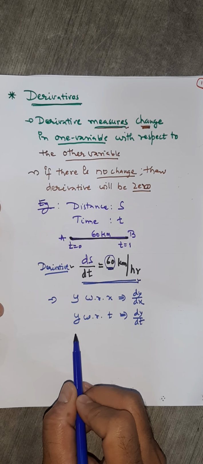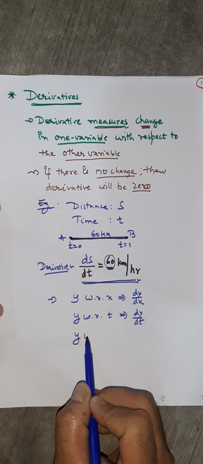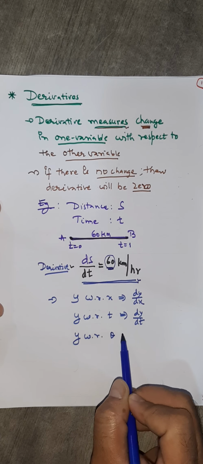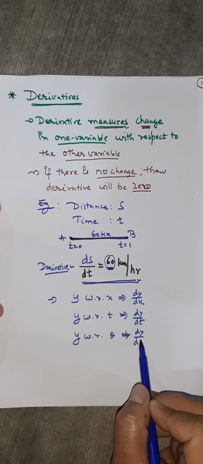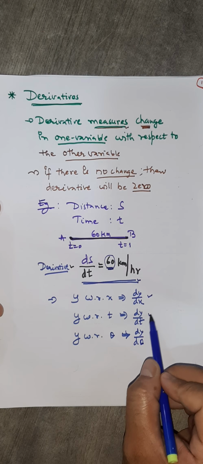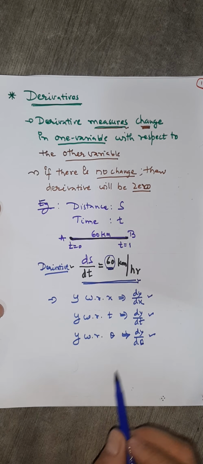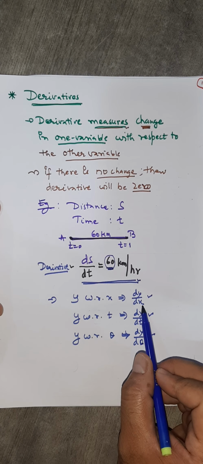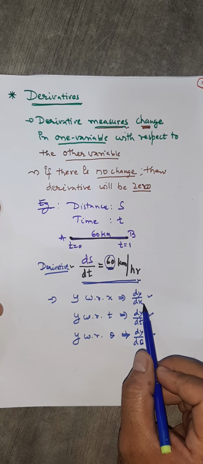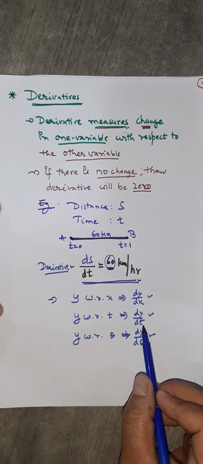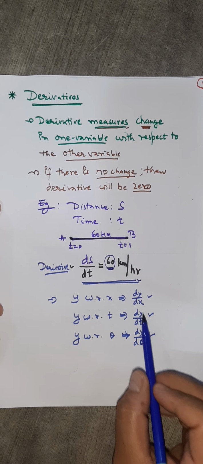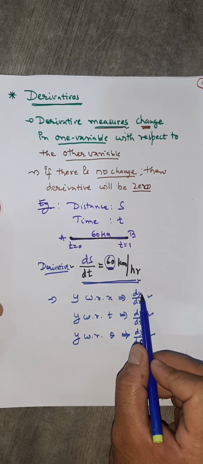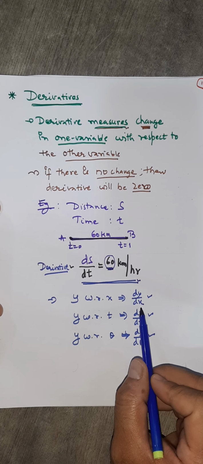If I write derivative of, for example, y with respect to theta, we write dy by d theta. So this is a very commonly used symbol here. This is read as dy by dx, change in y with respect to x. Change in y with respect to t. Change in y with respect to theta. Right? This is read as derivative of y with respect to x.